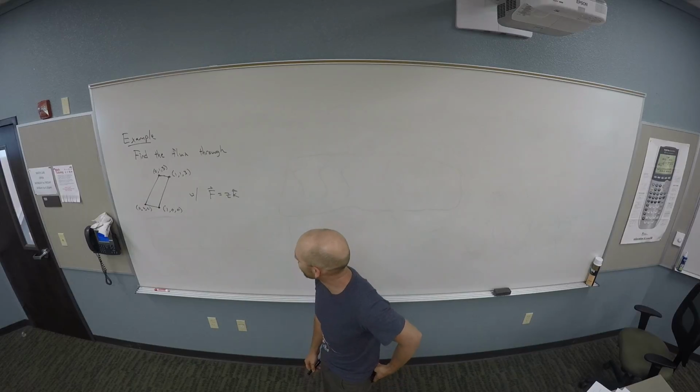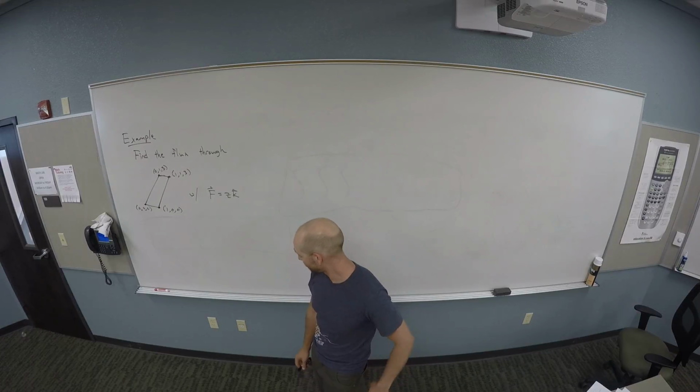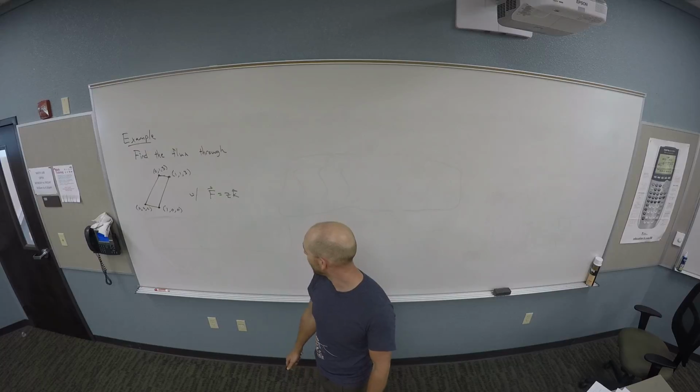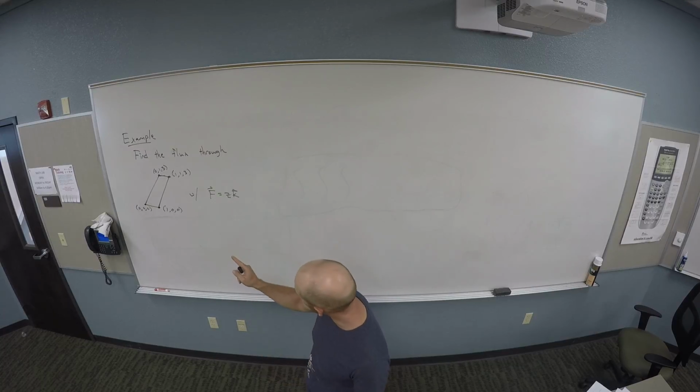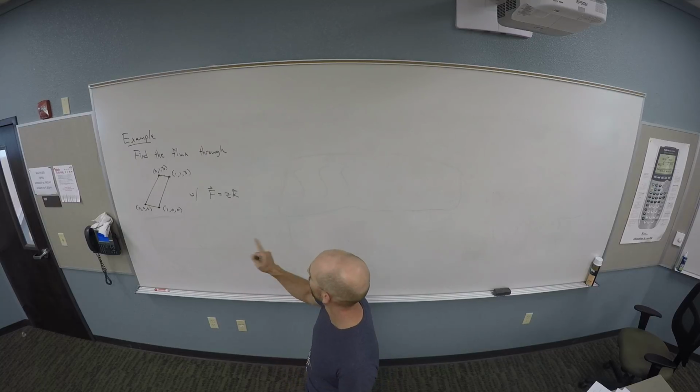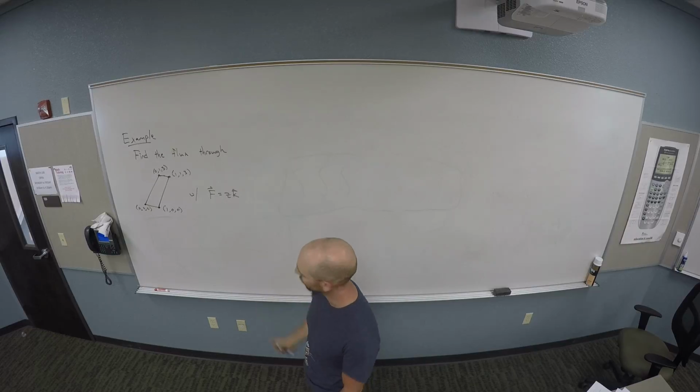All right, let's see if we can find a flux through a plane with F is zk. So my plane goes through the points (0, 0, 0), (1, 0, 0), (1, 1, 3), and (0, 1, 3).